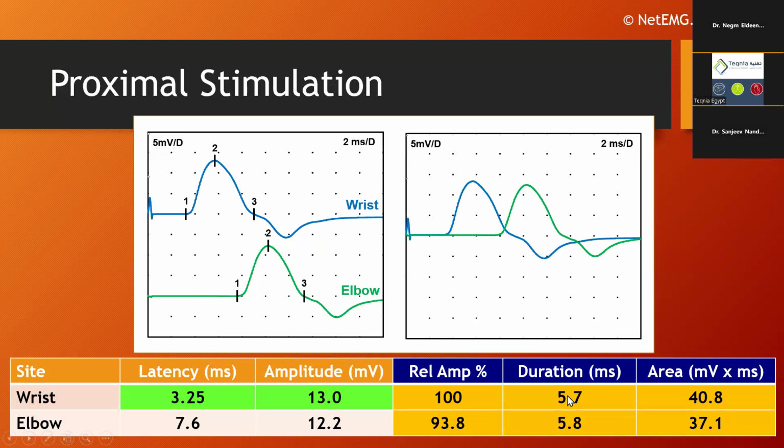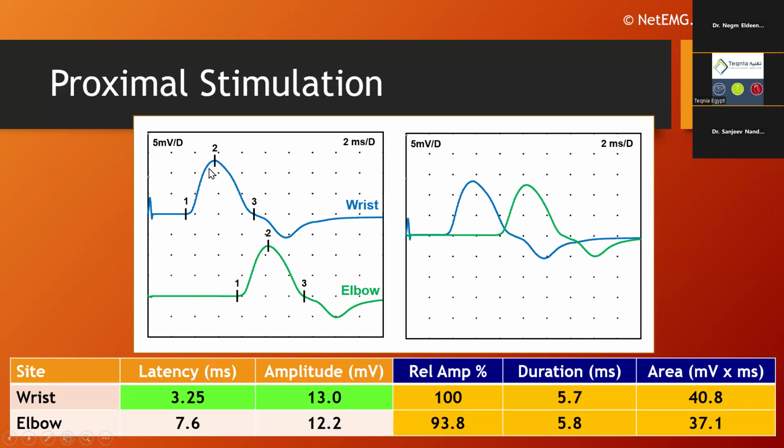When we look at the duration, it is slightly increased at the proximal site. And the area is a little bit less, relatively unchanged. So that's the pattern of a normal motor nerve conduction study. The waveforms at distal and proximal sites are similar. They have very characteristic waveforms. In the median and peroneal or fibular nerve, you get a nice Gaussian or bell-shaped waveform.